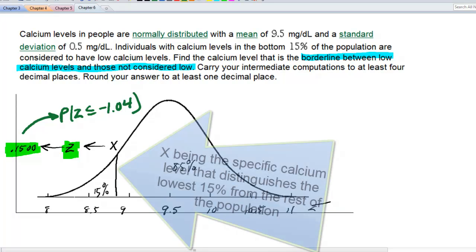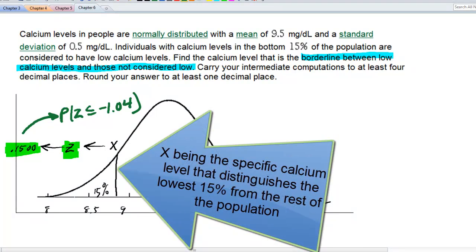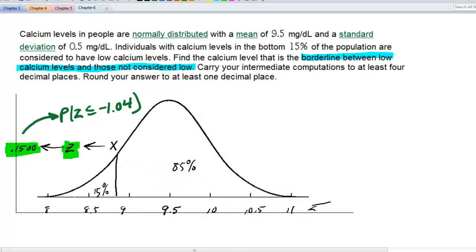Now I want to get that into an x. Well, if it's true that we can change an x using the mean and the standard deviation into a z, it should be true that we can reverse that. And in fact, it is.